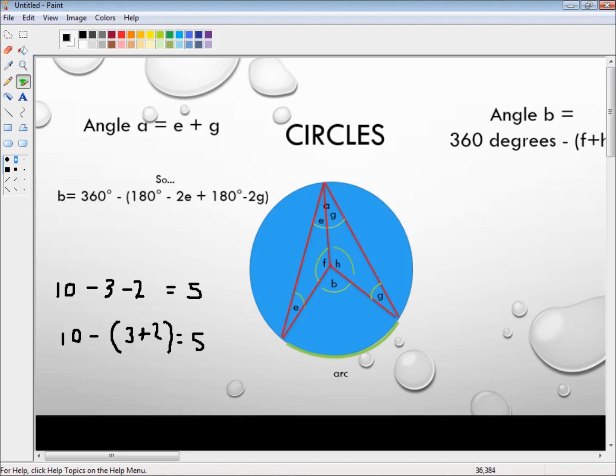I can either take 3 away and then take another 2 away from the 3 that I've already taken away. So I can start with 10, take away 3 and that leaves 7, and then take away another 2 and that leaves 5. Or I can add the 3 and 2 to make 5, and then take that 5 away from the 10 so that I end up with 5. So if we start with 10 minus 3 plus 2 equals 5, and we want to get rid of the brackets, then this plus needs to become a minus, because we're subtracting the 2 as well as subtracting the 3.